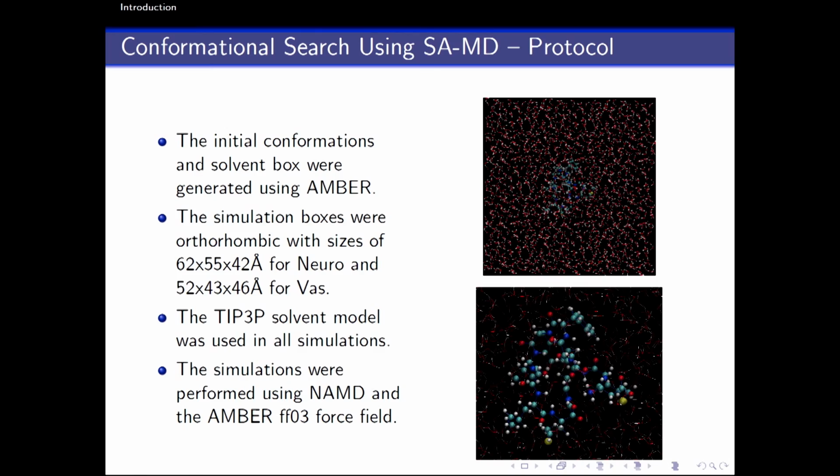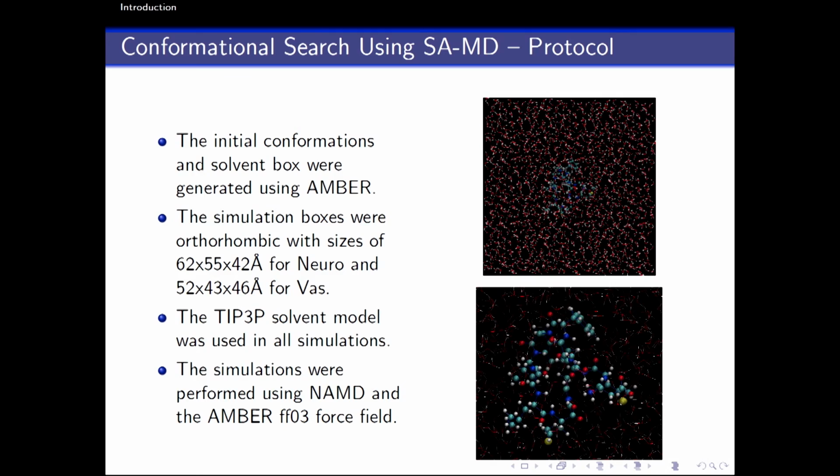So the way we generated the conformations was using the AMBER molecular dynamics package, which uses a force field called FF03. And the simulations were conducted using NAMD, which is a highly scalable molecular dynamics simulation program, which was developed by Klaus Schulten's group at the University of Illinois at Urbana-Champaign. And the nice thing about this program is that it can accept various force fields. Like AMBER, it was actually built originally with CHARMM in mind, but it also accepts other force fields.